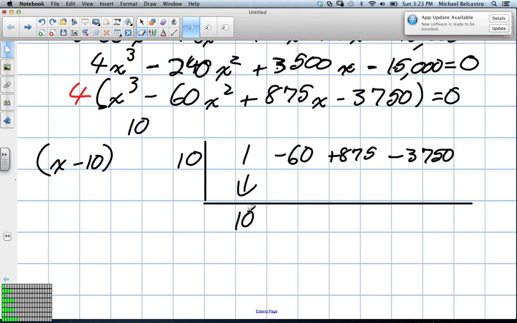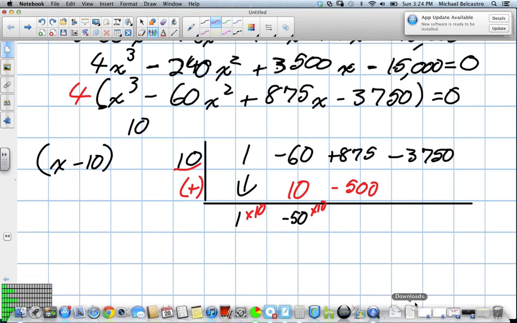We're left with 1. 1 times our number gives us 10. So 10 here, and we're going to add. What's negative 60 plus 10? Negative 50. Okay, we're going to multiply that by 10. We're going to get negative 500. Let's add those two together. Take a quick calculator out here. Do you know what it is?